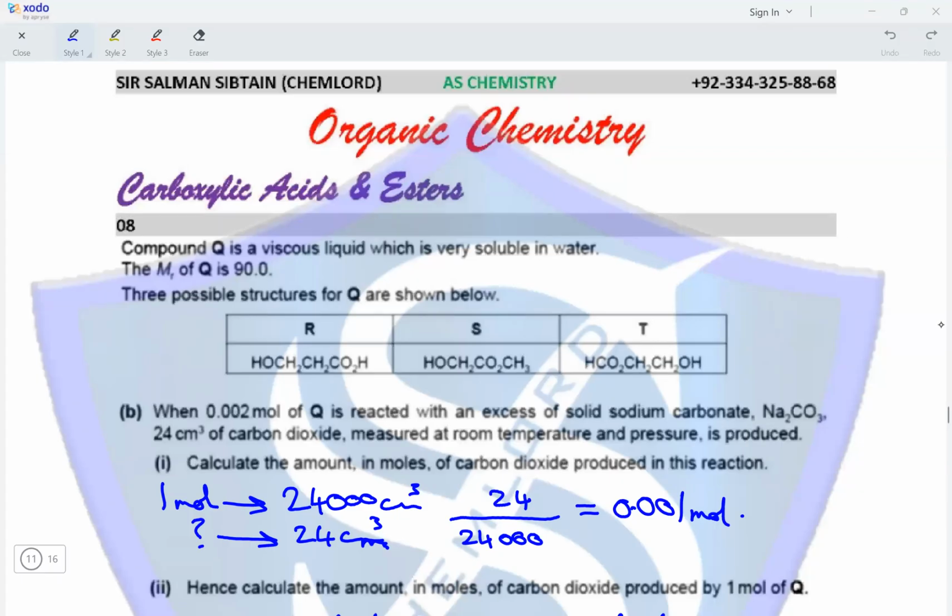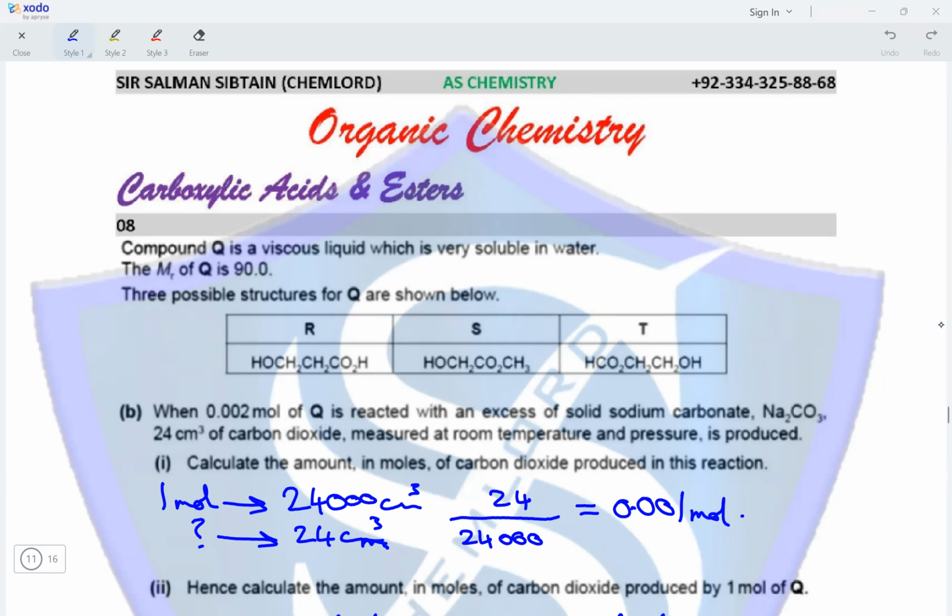So according to the calculations performed, if we add sodium carbonate, we have half a mole of CO2 gas liberated, which means there should be 1 mole of COOH group present. So the COOH group is present in R and not in S and not in T. So it should be R.